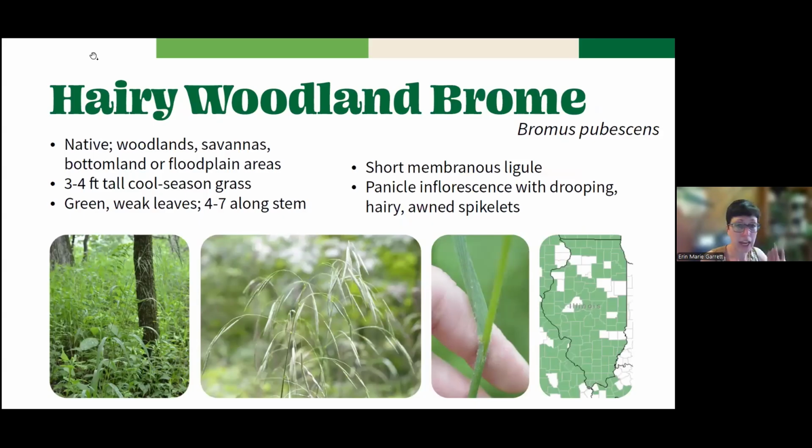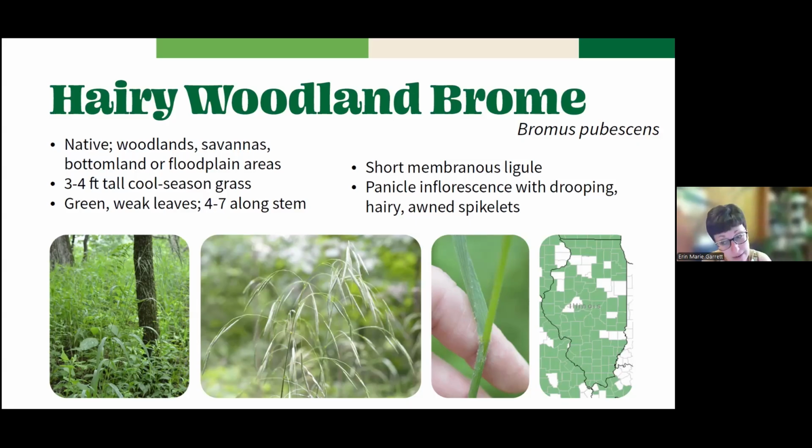Okay, the next one we're going to look at is a brome grass, hairy woodland brome, Bromus pubescens. There are a lot of different bromes in Illinois, about 20 different species. Most of them are non-native, but not all of them. We're going to look at a few non-natives when we get to the nuisance grass day on Thursday. But this one is a native, so a desirable grass to have. It can be found in your woods, in more savanna areas, and even in bottomland or floodplain areas. So it's kind of broad in its distribution.